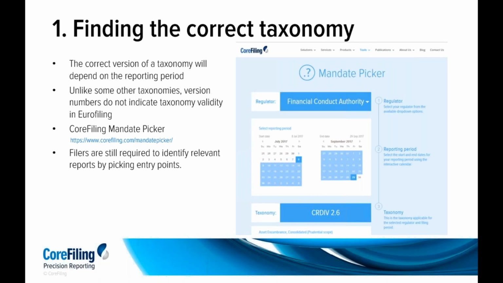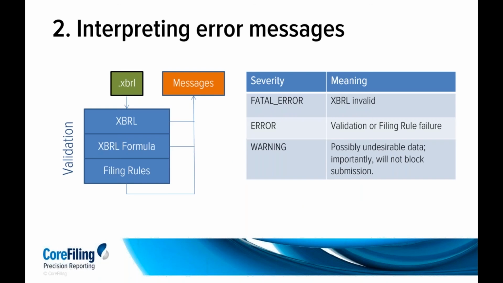So for example, corporation tax uses this strategy to help make it clearer which taxonomy is used for which reporting period. So really the best solution I can offer you in this space is to use the CoreFiling mandate picker, which is a free tool available from our website, which for these two taxonomies can help you find the relevant entry points and the relevant taxonomy to use.